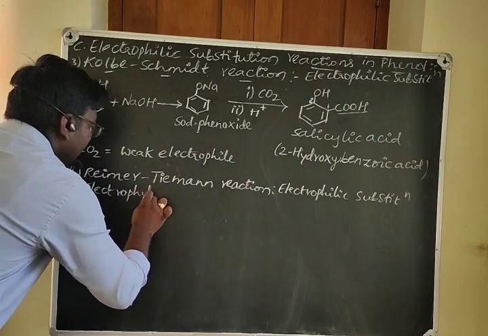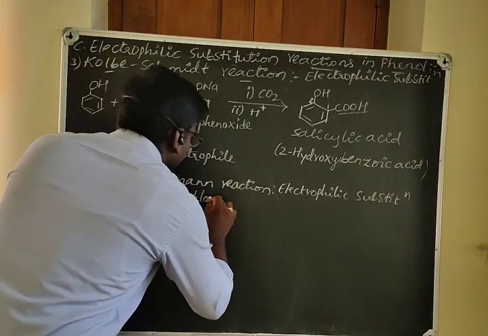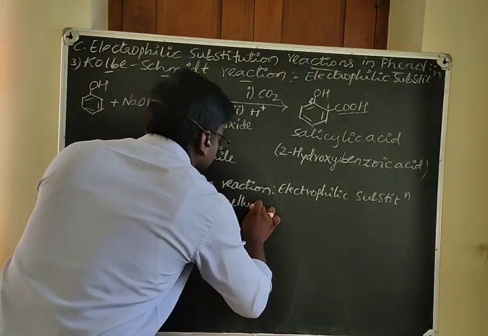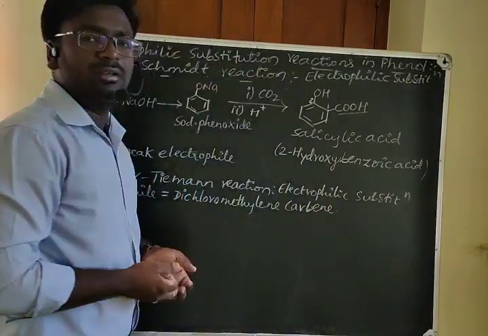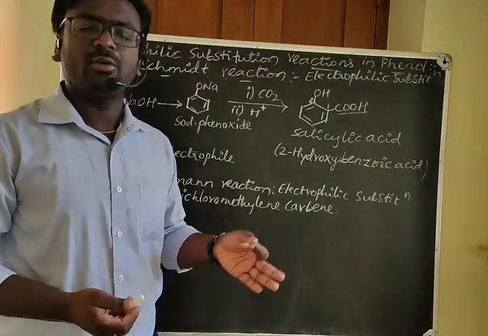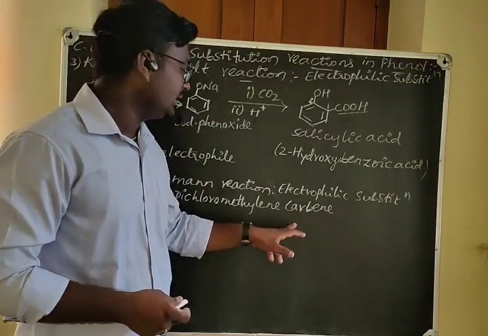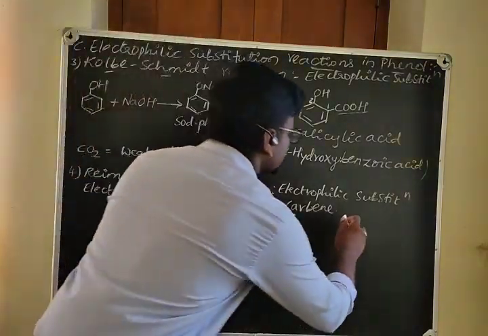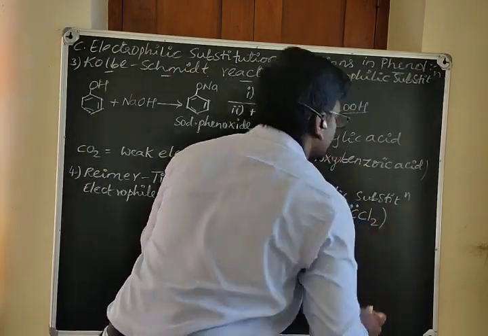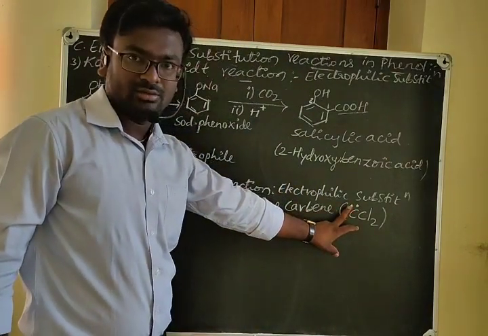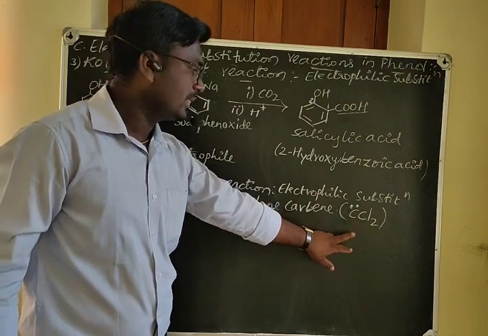Here the electrophile is methylene carbene. Okay. So what is carbene? You have heard of free radicals, carbocations, carbanions, and the fourth reactive intermediate is carbene. It is like this: CCl2. Here the carbon has two non-bonding electrons.